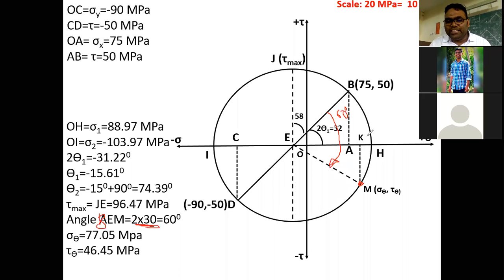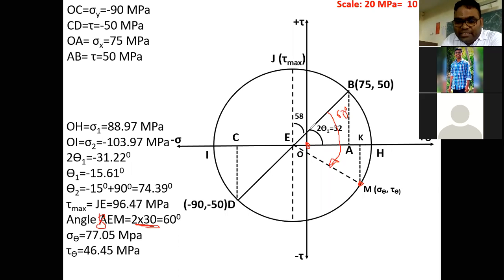You measure EK. Sorry, not E, OK, not EK. All measurement is done from the origin. Remember this, the measurement will be from the origin, for what? For normal stress. So you measure OK here, and OK gives sigma theta, and you measure this MK and it gives tau theta. So this is all about this numerical.